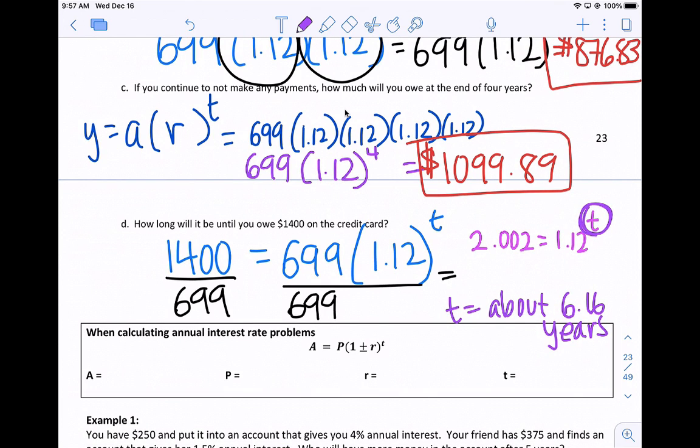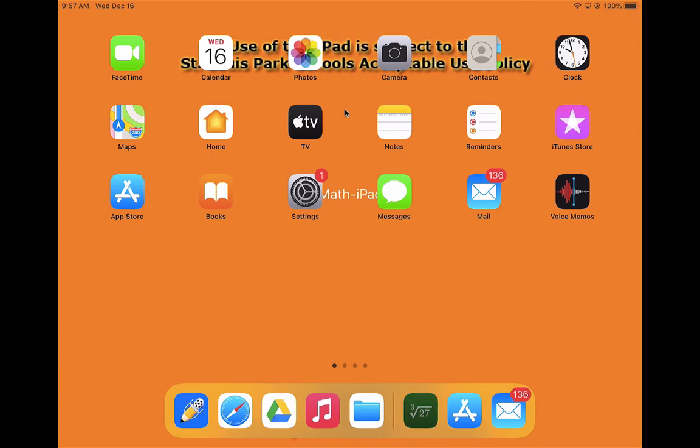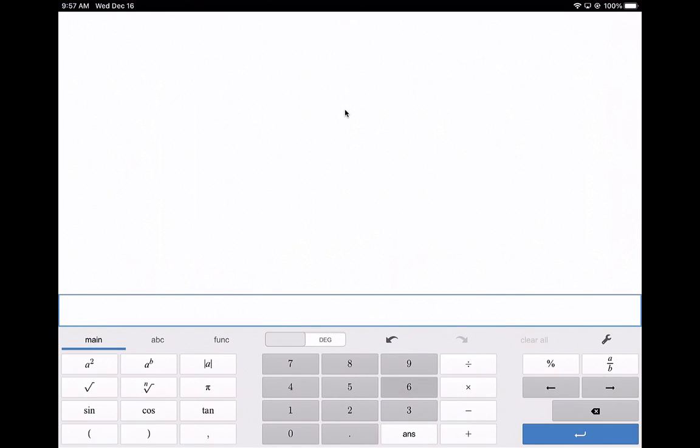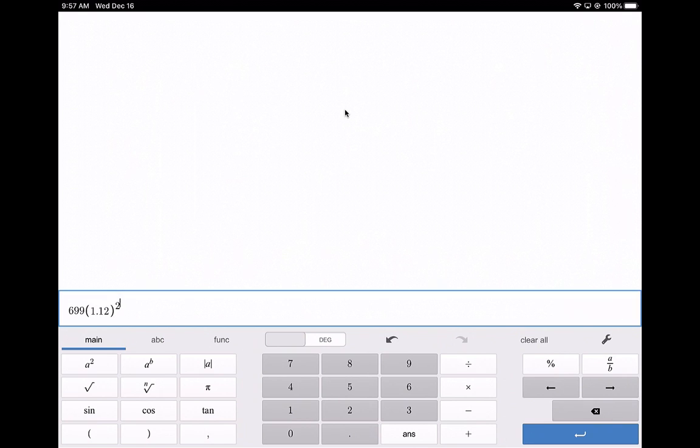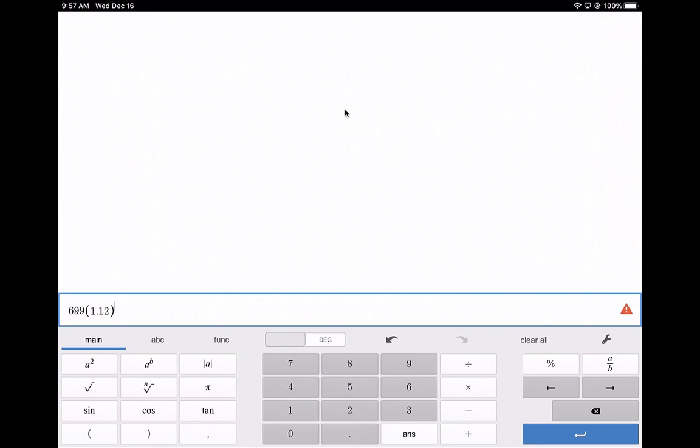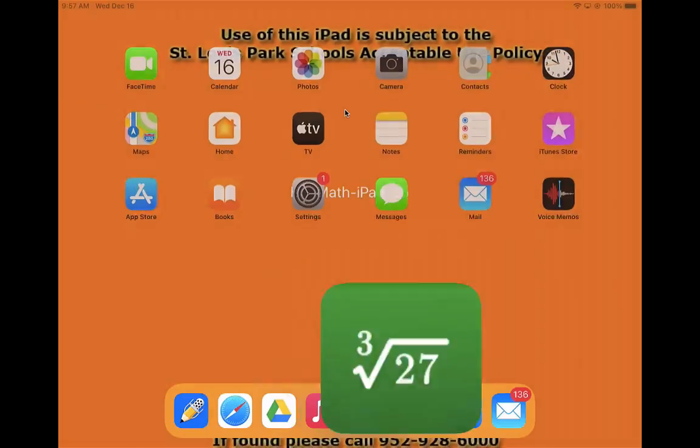Okay, and we can test that out too. So if I do the original equation, 699 times 1.12 to the power of 6.16, we can see that's pretty close to $1,400.